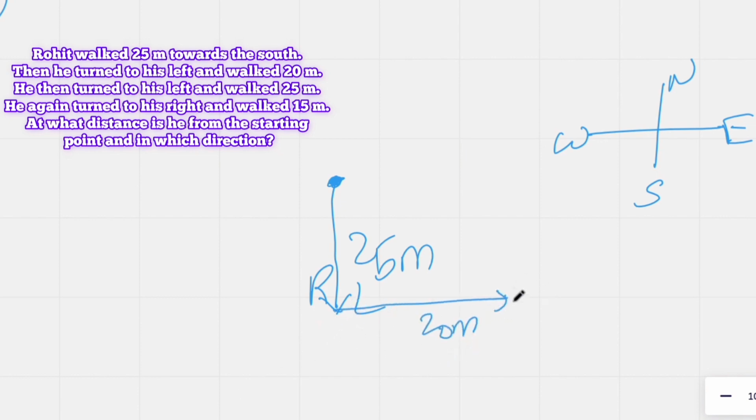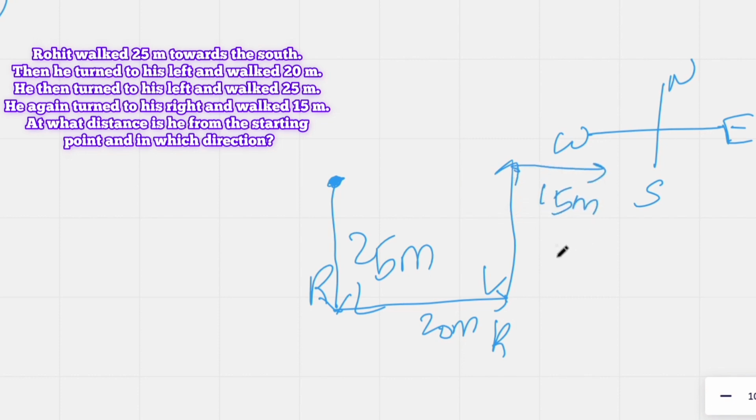You need to draw accurately, though we cannot draw exactly to scale with the meters. Turn to his left and walked for 20 meters. And then he turned to his left again; this is the right and this is the left. Walked for 25 meters. Again he turned to his right and walked for 15 meters. Right means like this. So this is the 15 meters he walked.